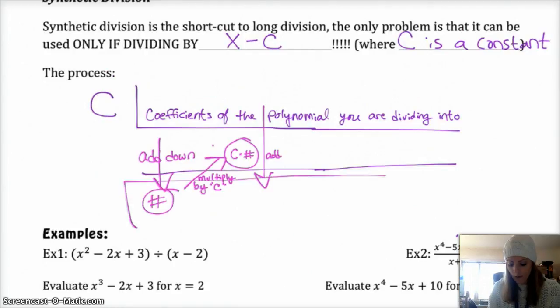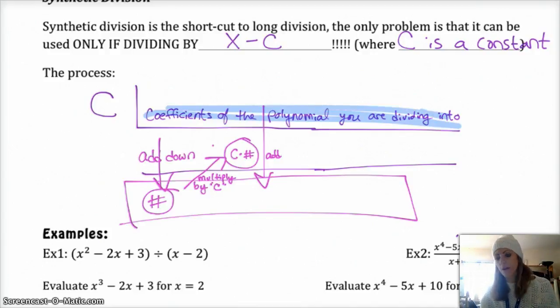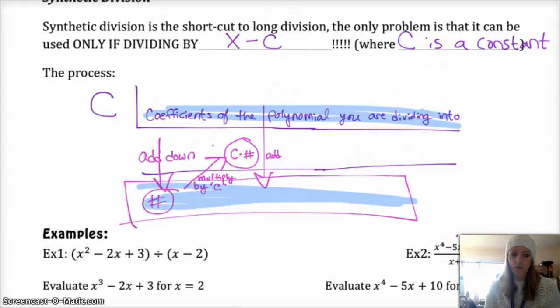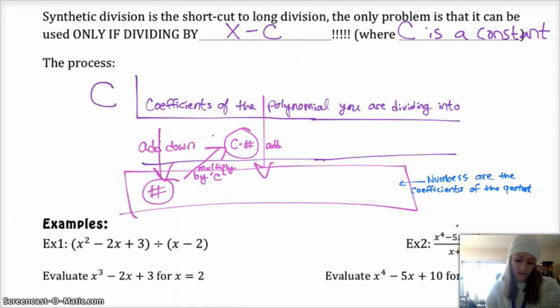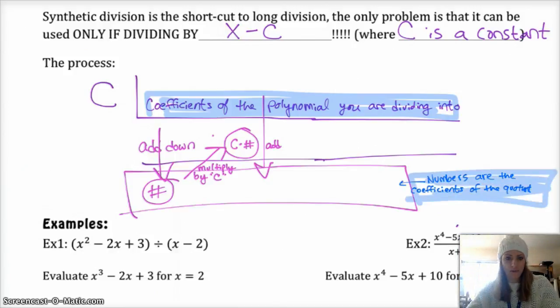The answer: all of the numbers down here are going to be the coefficients of your quotient. And because you're taking a polynomial and dividing it by x, the new polynomial that is your answer is going to start with one degree less than your starting polynomial. So if the polynomial you put up here was x to the 5th, a 5th degree polynomial, your answer is going to start with x to the 4th. Also, I didn't specify this, but they have to be in standard form. So you have to start in standard form, and your answer is going to be in standard form as well.